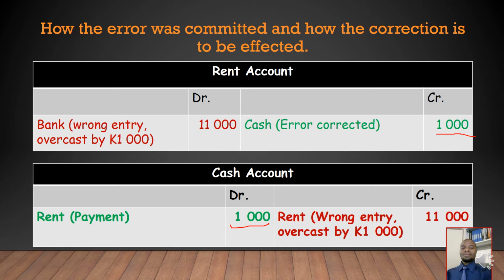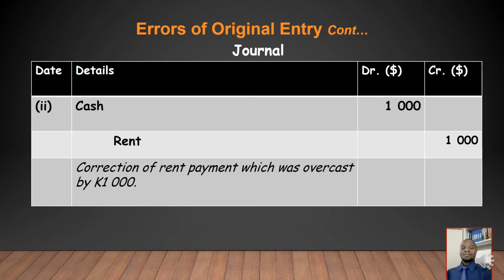Now, in the journal, all we are going to show are the corrective entries. So we shall show that the cash account should be debited with $1,000 and the rent account should be credited with $1,000. This is a correction of rent payment which was overcast by $1,000.